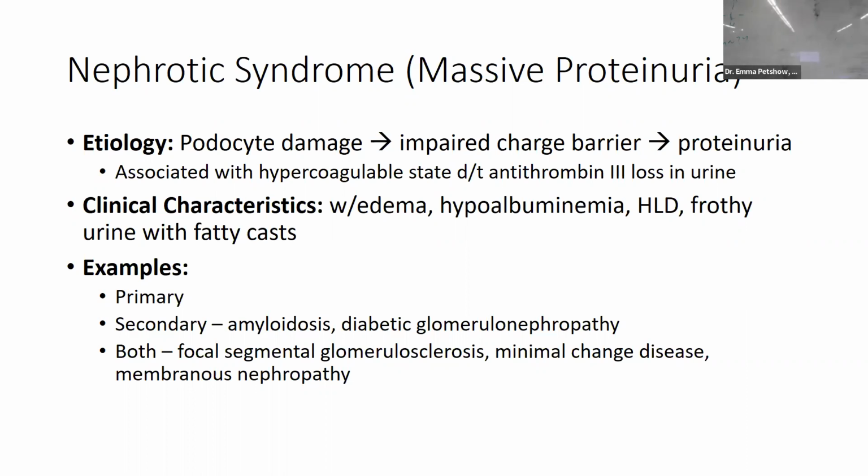If you hear RBC cast or hematuria or bloody urine, think nephritic. There's primary and secondary etiologies, and there's ones that people have both. The secondary etiologies that are important to know are amyloidosis and diabetic glomerulonephropathy. The boths are focal segmental sclerosis, minimal change disease, and membranous nephropathy. On your list, they want you to know nephrotic syndrome and glomerulosclerosis, and they don't have these other conditions on there. But they do want you to make sure you understand nephrotic syndrome as a whole.